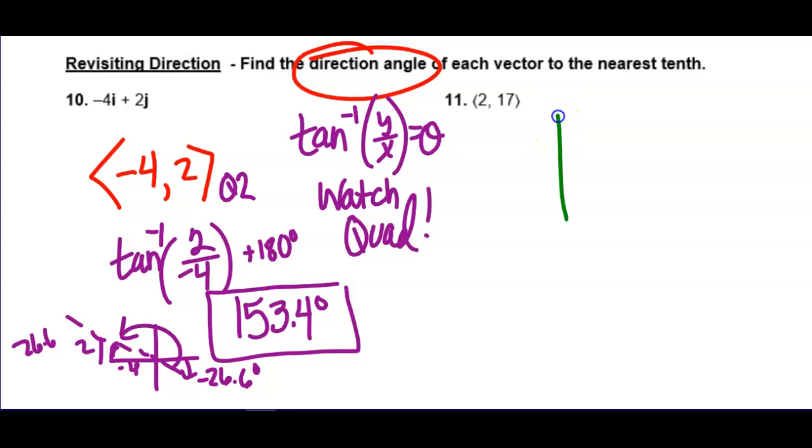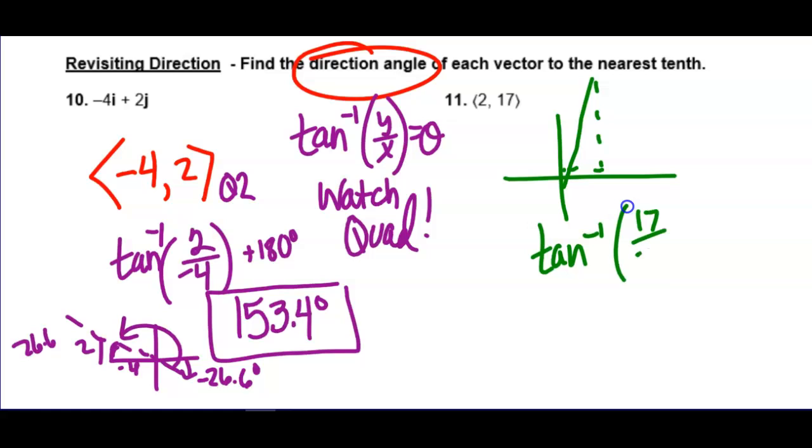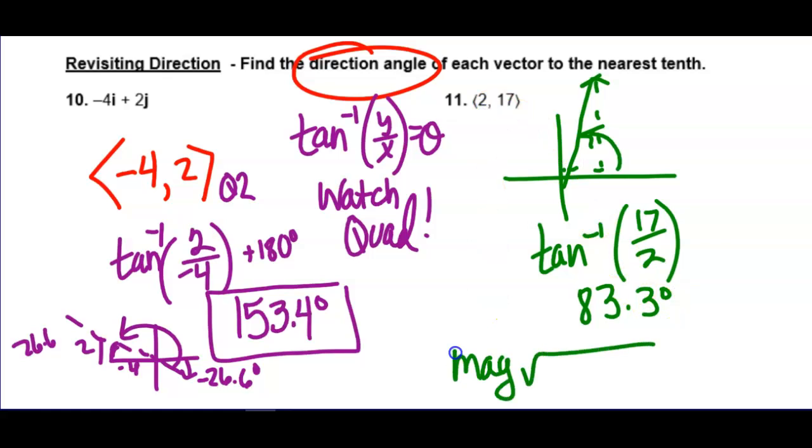All right, last one is an easy one because it's over 2 and up 17. So it is a quadrant 1 vector. So we have inverse tangent of 17 over 2, which gives us 83.3 degrees, which is the right angle because it's in the right quadrant. Okay. Now, if we wanted the magnitude of that vector, you'd have to do Pythagorean theorem.